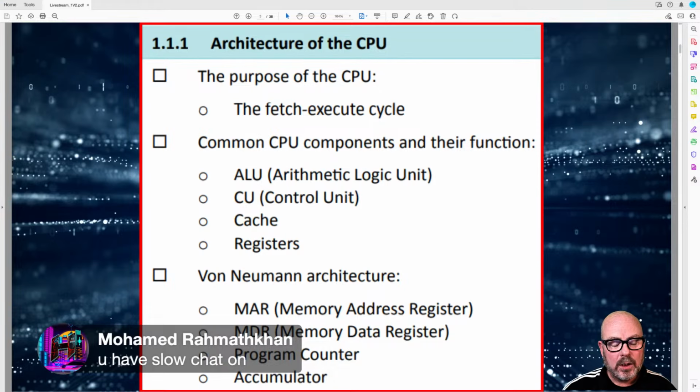So thanks for coming. We're going to kick off by looking at system architecture today. It's the first topic in the whole course. Right, in front of you, this is the specification. So this is from the exam board. This is what you're supposed to do.